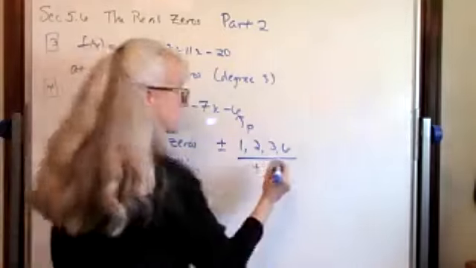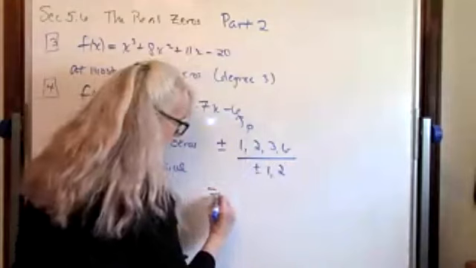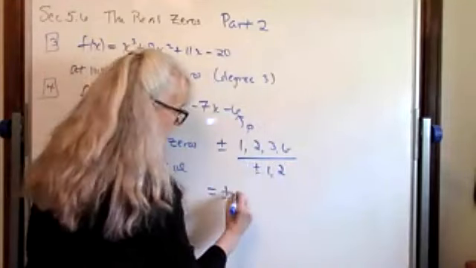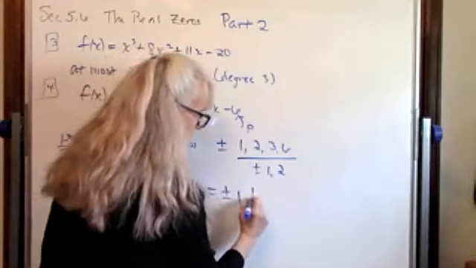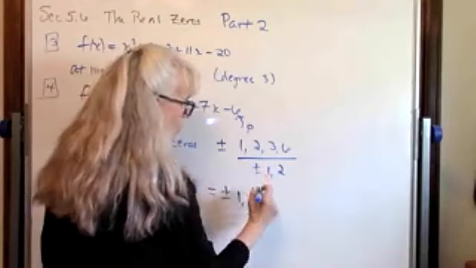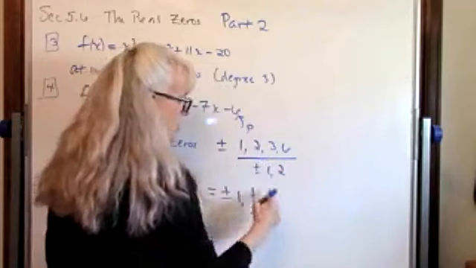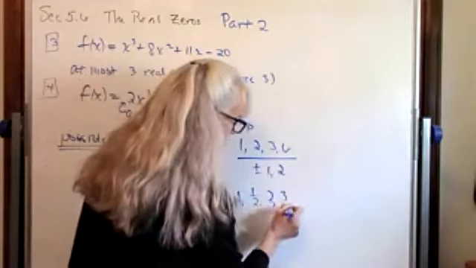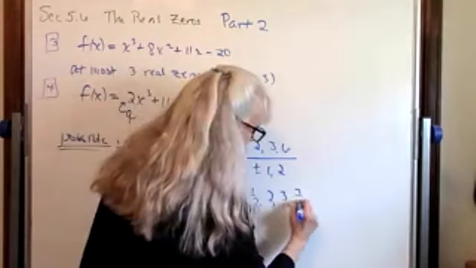Now what I would do is make this into a list. Here are our p's, here are our q's. We're going to do 1 over 1, which is 1. 1 over 2, which is a half. 2 over 1, which is 2. 2 over 2, which is 1. It's already listed, so I don't need to list it again. 3 over 1, which is 3. 3 over 2, which is 3 halves.